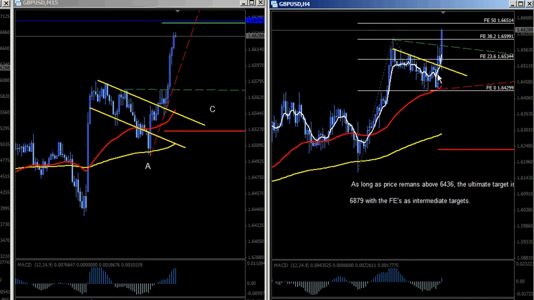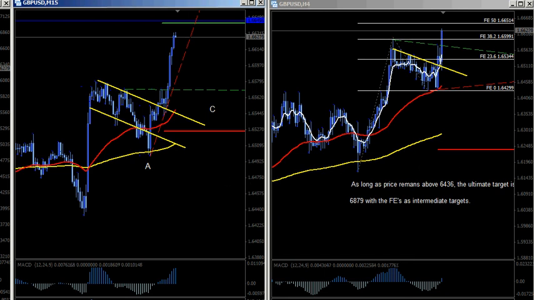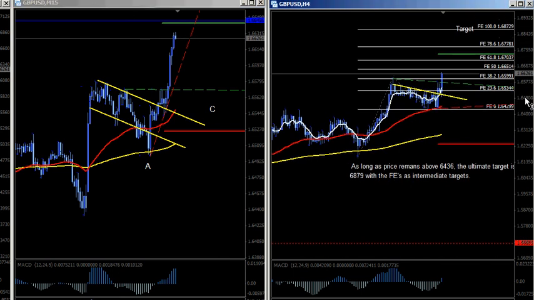Alright, let me see if there's anything else I wanted to say on this. I don't think so. So what I'll be watching for is another ABC to trade to the long side to get me back into this 4-hour overall ABC pattern.